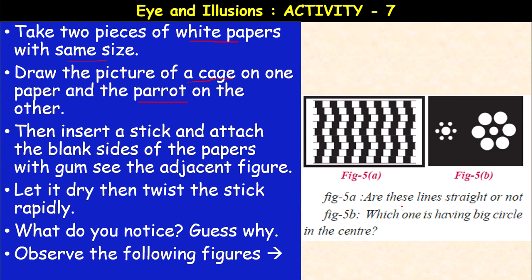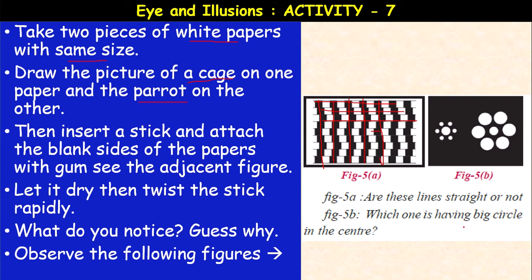See, are these lines straight or do they move? They are not straight, zigzag, isn't it? Straight means it must be like this, but it is not straight. There are some stripes there. And if you see like this also, you will see they are not so straight, somewhat slightly tilted. So here you can see figure B.